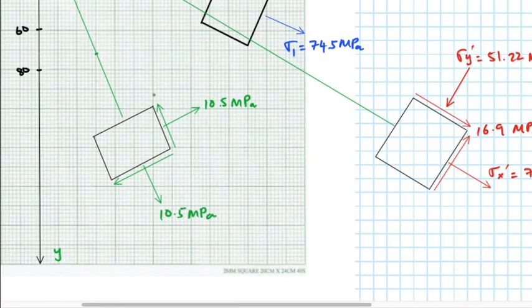The shear stress block will have the values of tau max and tau min, and also the centroid as the normal stress values of plane X and plane Y.